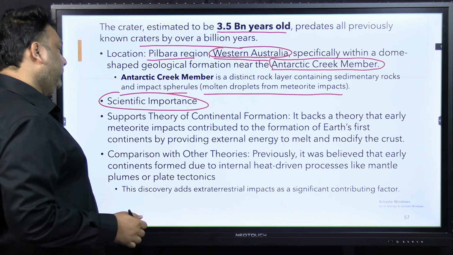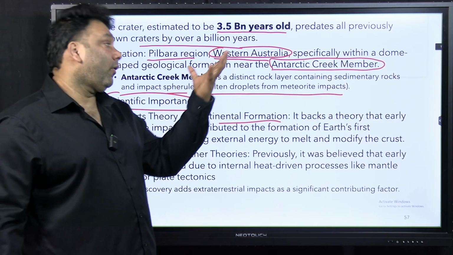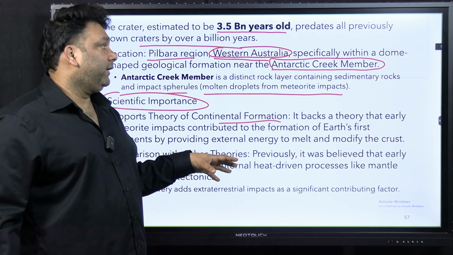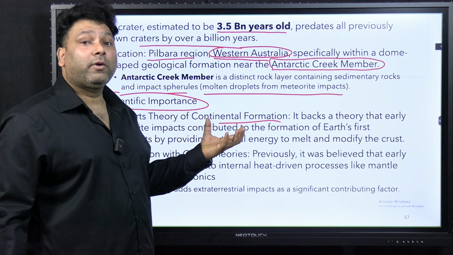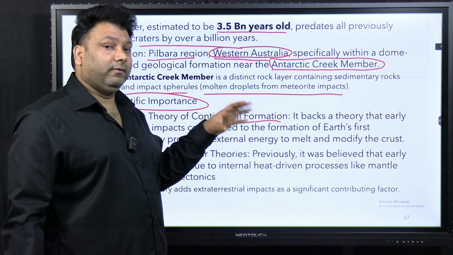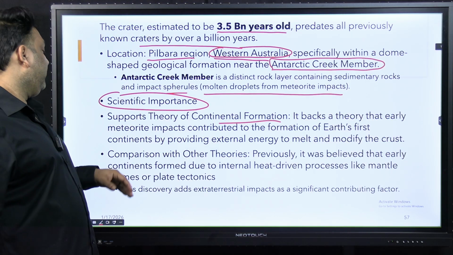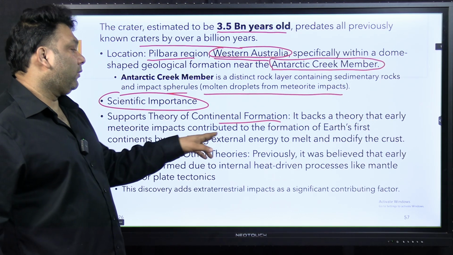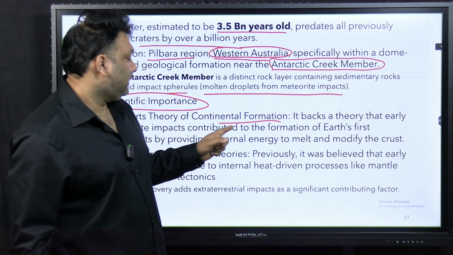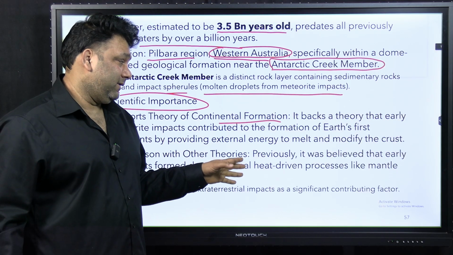So what is the scientific importance of this? It supports the theory of continental formation, means we will get to know how rocks were in that era. And one more important thing about this meteorite is we will get to know what the interiors of the Earth are, which we will discuss later. Okay. So it backs a theory that early meteorite impacts contributed to the formation of the Earth's first continents by providing external energy to melt and modify the crust.